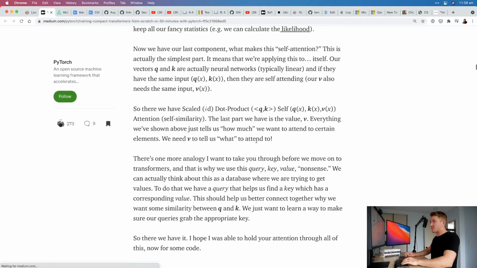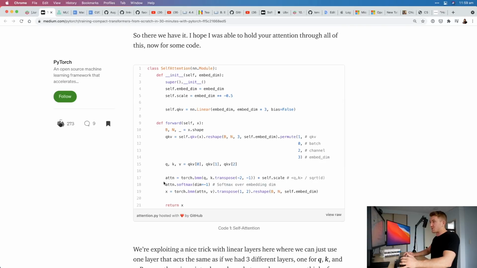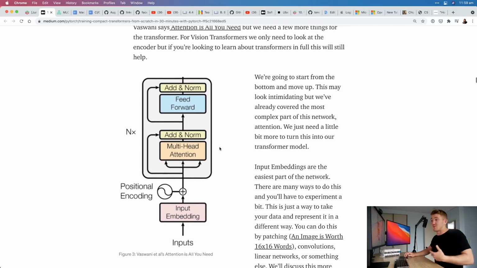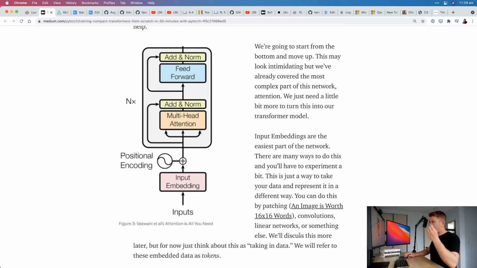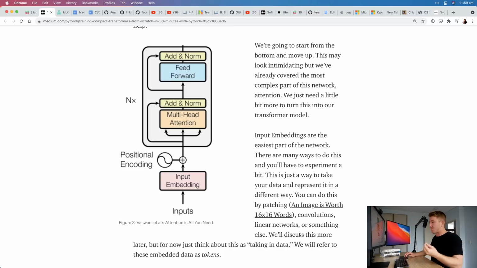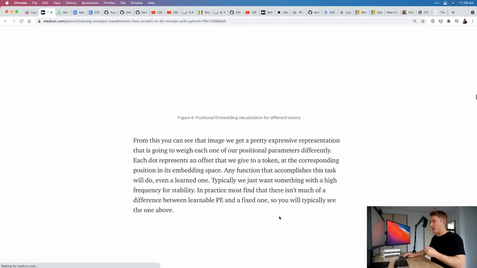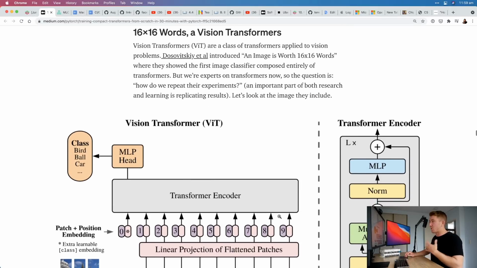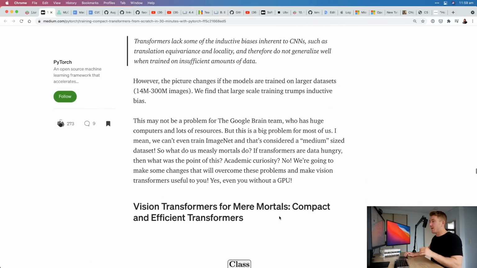Many different flavors of attention, but they use, I believe it's self-attention. So there's the PyTorch code for self-attention. Vision transformers. Vision transformers is a recent paper, an image is worth 16 by 16 words, which achieves state-of-the-art results on image classification and whatnot. It beat out convolutions. However, of course, they're data hungry. So what this paper solves, compact transformers, is allows people like you and me who don't have great big clusters of GPUs to train our models on, so that we can train it.